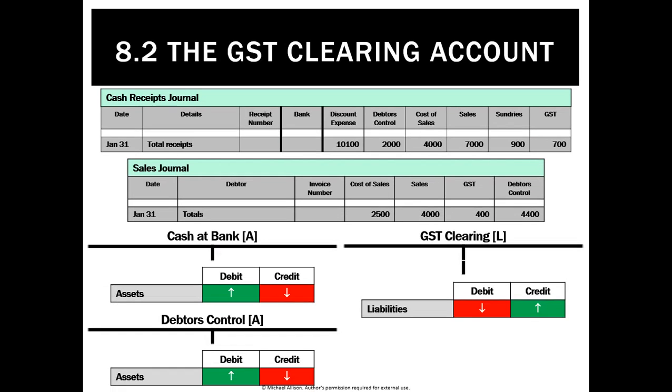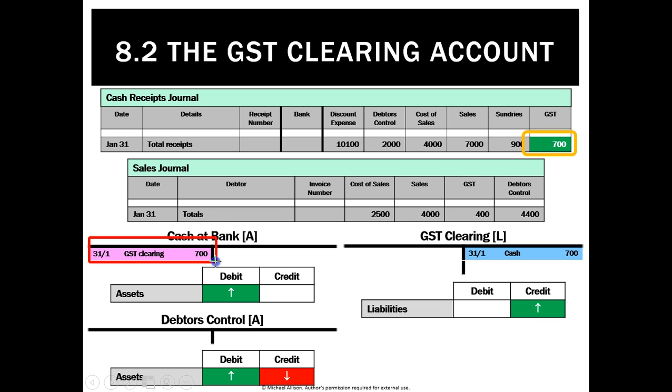Looking at how that would get posted into the ledgers, we've got the GST clearing ledger on the right hand side here. So the first thing we've got is all the GST we collected of $700. That's going to increase our liability. So when it increases our liability, that's always going to be a credit. We've then got a matching debit to that, which will go into cash at bank. So we're going to have a debit over here to match up with that. And then it's just a matter of getting our references right. So we write GST clearing there, and very importantly, we must use the word clearing. And then we have cash in the GST ledger.